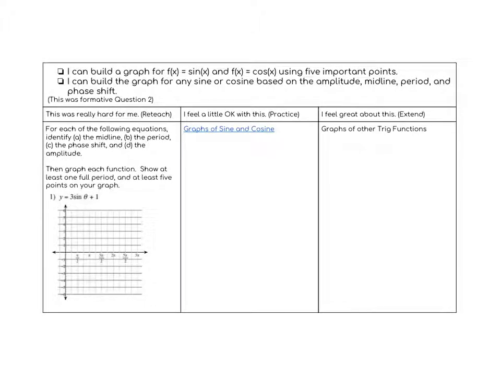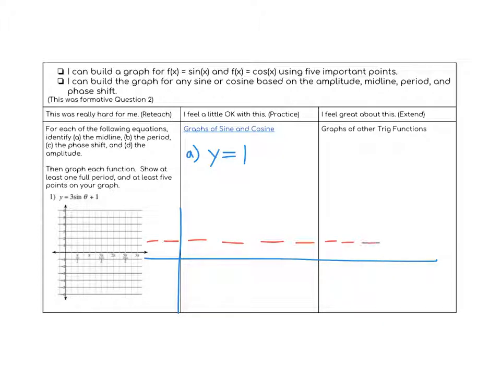Here we're trying to graph 3 sine theta plus 1. I'm going to identify some important characteristics first, starting with my midline, because that's the first thing I'm going to graph. So the midline is y is equal to 1. I'm not even going to use the graph that's given here, just because that's really hard for me to see what's going on there. So if I go up 1 from my x-axis, we have a midline of 1.